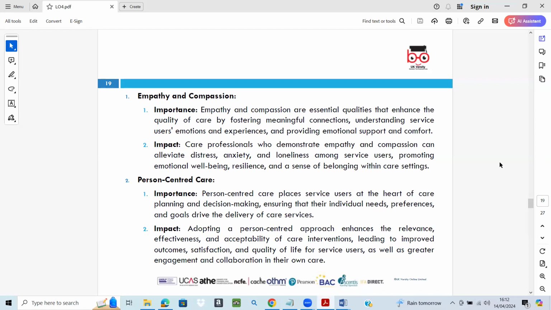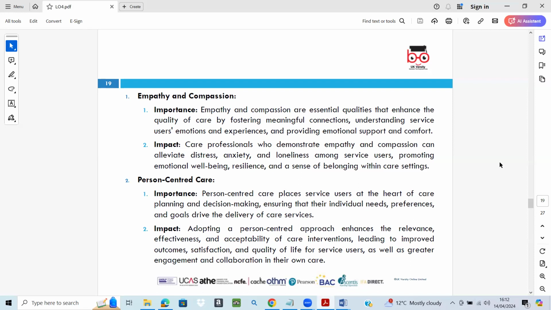Empathy and compassion are important because they help care professionals connect with service users on a deeper emotional level. By understanding and sharing the feelings of others, care professionals can provide not just physical care but also emotional support and comfort. This holistic approach is essential for comprehensive care.